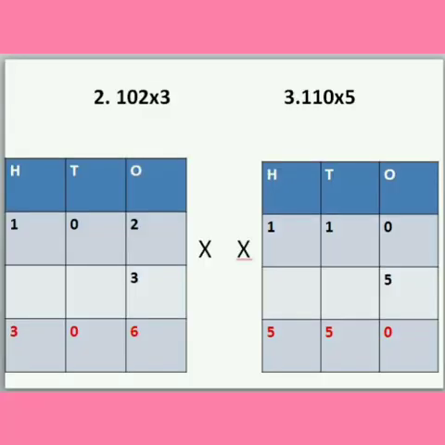Next, when 102 is multiplied by 3, what you have to do? First, multiply 3 into 2. We will get 6. Then 3 into 0 gives 0. Next, 3 into 1 gives 3. So, when 102 is multiplied by 3, we will get 306 as a product.